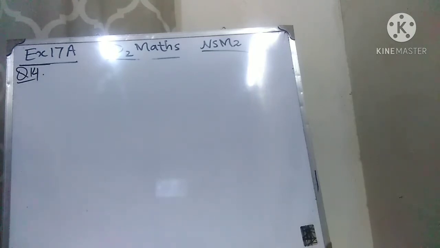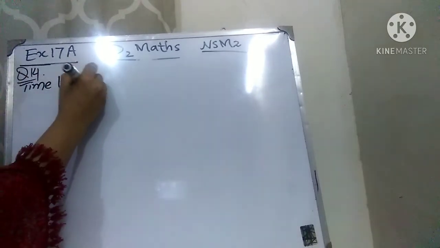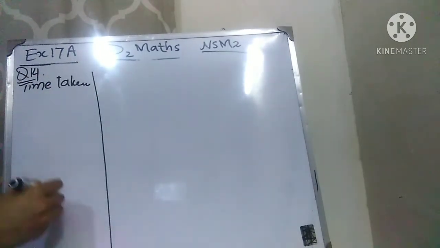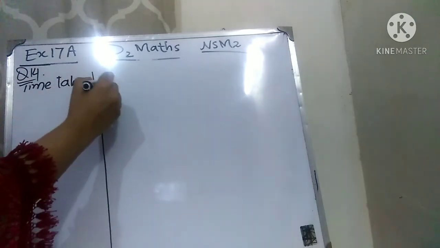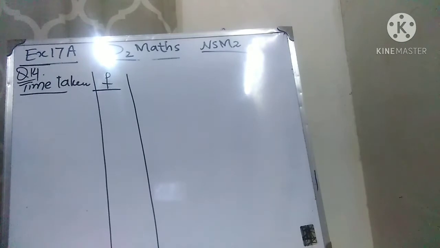And so students, what you will do is you have to write down the data which is given. So you have to draw the table. First you will write down the time taken, which is given in minutes, and then you have to write down the number of lorries, which is frequency. Okay, so as you have done in question number 13, you have to do the same thing in question number 14. The formula is the same, that is x bar is equal to sum of fx over sum of f.